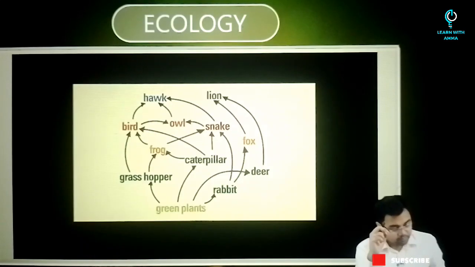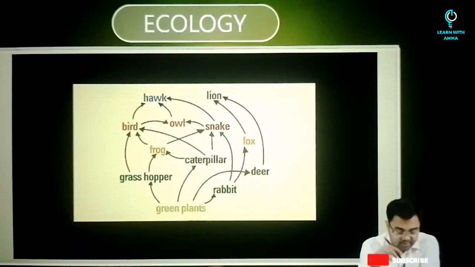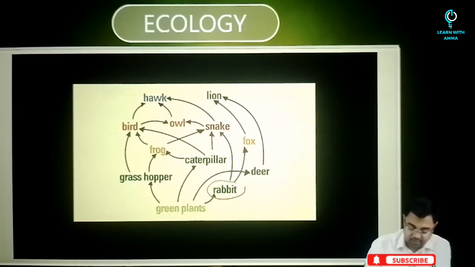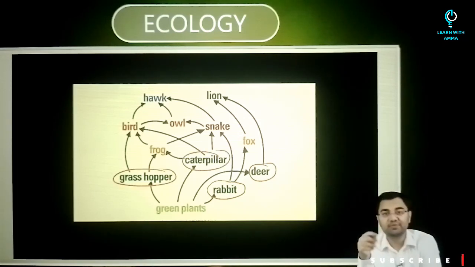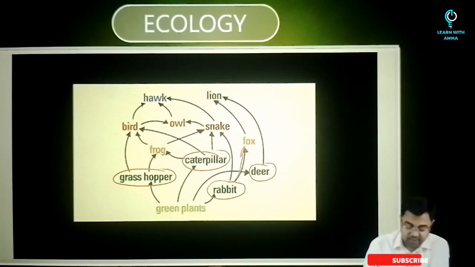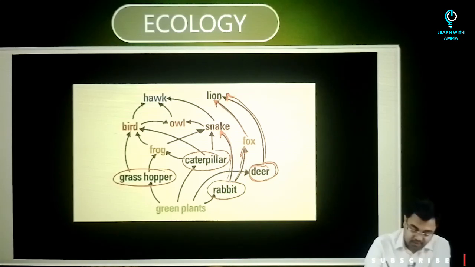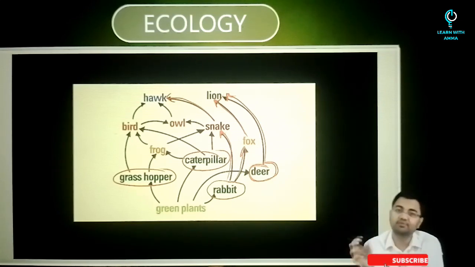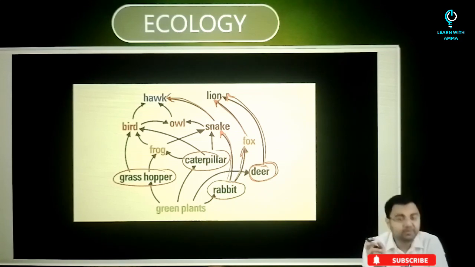Then, if you take another example, this is what happens on land. From green plants you have rabbits, deer, caterpillar, grasshopper, etc., which can be seen as primary consumers. From there, the rabbit may be eaten by a fox or by a snake, a deer may be eaten by a lion, a fox may be eaten by a lion, a snake may be eaten by a hawk. So if you see, this again is much more complex than a single food chain, and that's why we use food webs.